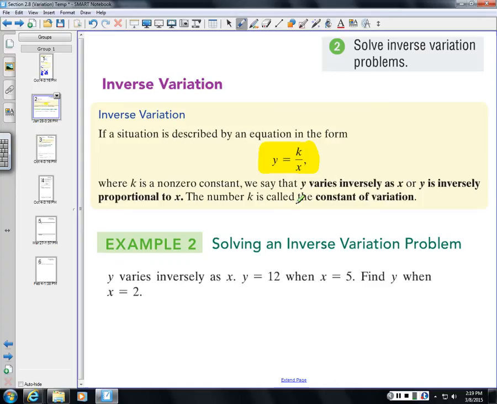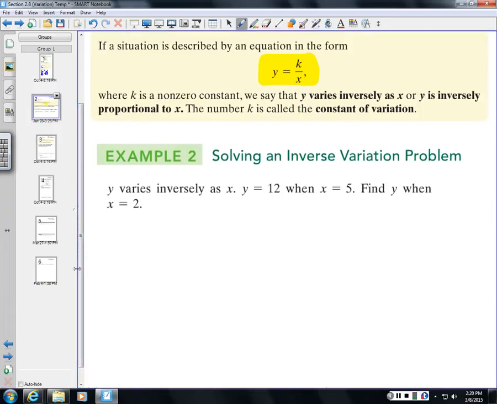Inverse variation, unlike direct variation, where if one goes up, the other one goes up, they're doing the same thing, means they're doing the opposite. If y is going up, x is going down. If x is going up, then y is going down. They have an inverse relationship. Again, the only difference here is instead of k times x for direct, this is k divided by x. The k is still our constant of variation or constant of proportionality.